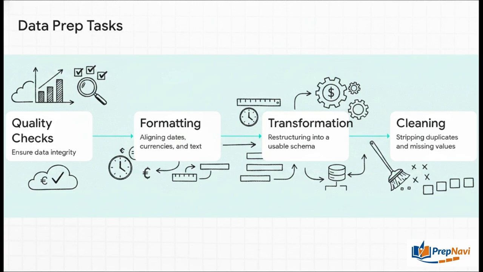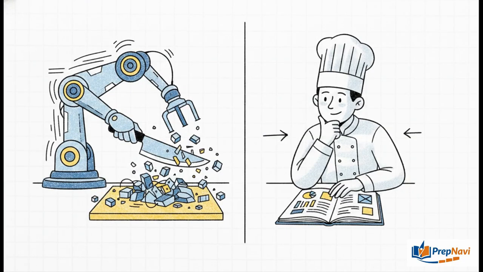First, AI runs automated quality checks to ensure data integrity. Then it handles formatting, which means effortlessly standardizing tricky things like European versus US date formats across global sources. Next is transformation, which is restructuring that newly formatted data into a unified schema. And finally, cleaning, meaning it automatically strips out duplicates or intelligently fills in missing values without you having to lift a finger. By automating these incredibly repetitive, messy preparation tasks, AI frees you up to focus on high-level strategic analysis.